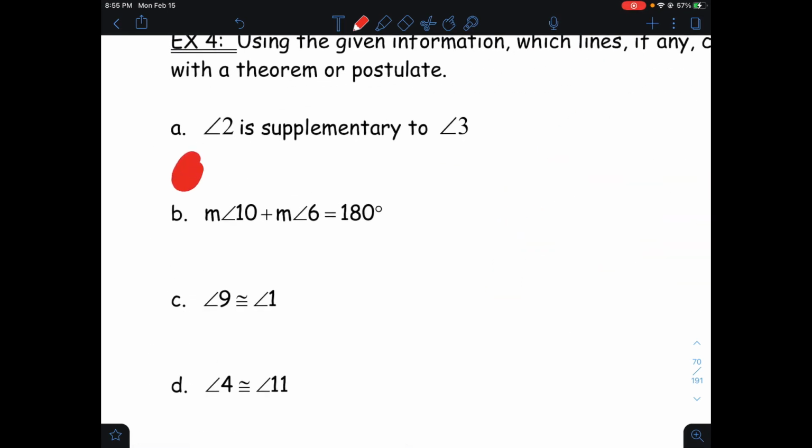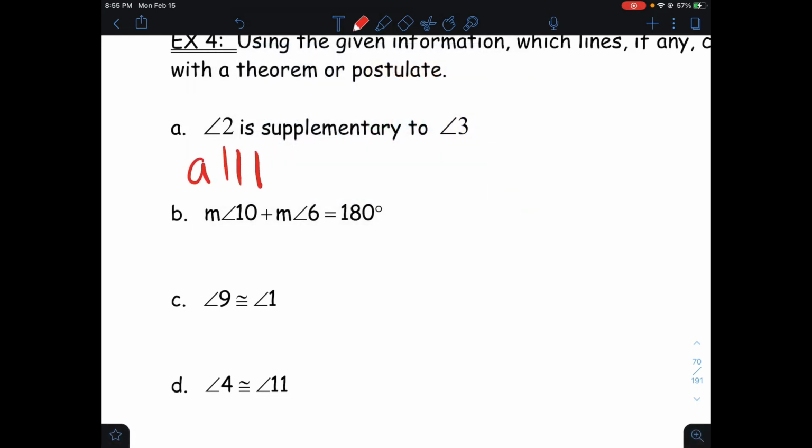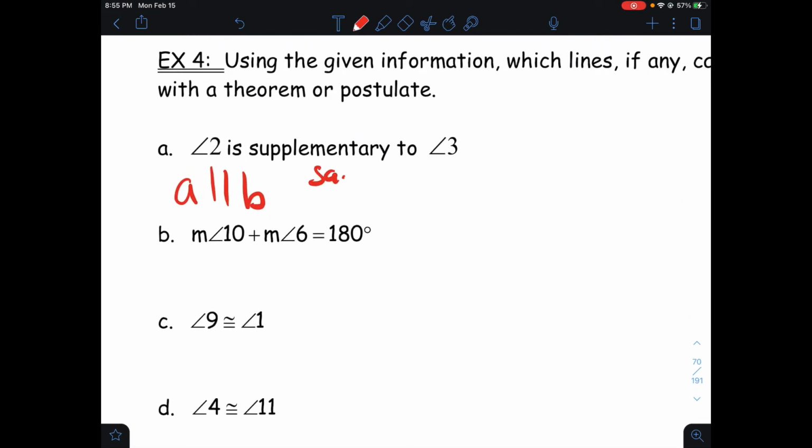So we'd say A is parallel to B. And really the reason for that would be same side interior angles. And you could go further, like if we were concerned about proofs, that's something you do in geometry. You have to be very specific. You'd have to say, same side interior angles are supplementary, and therefore A would be parallel to B. We could just say same side interior.